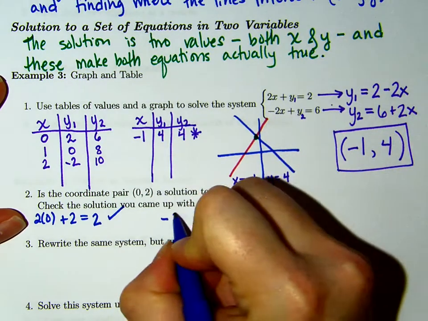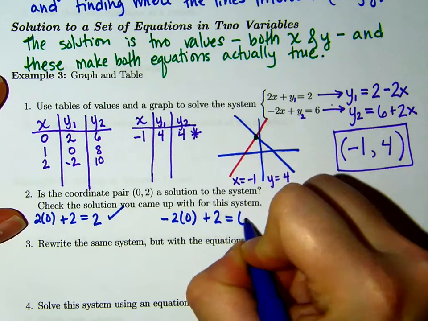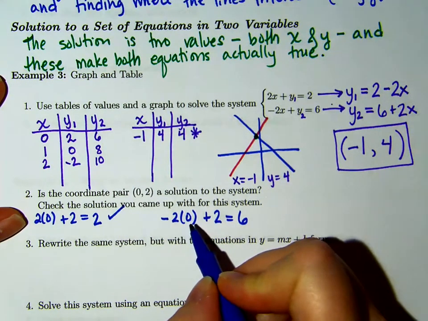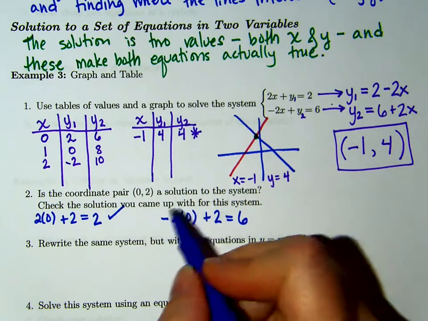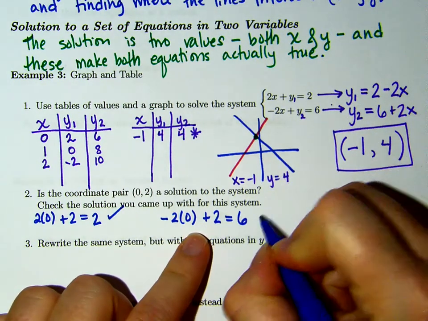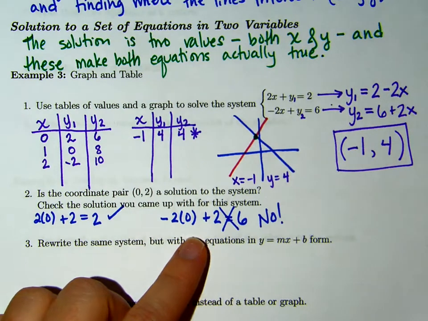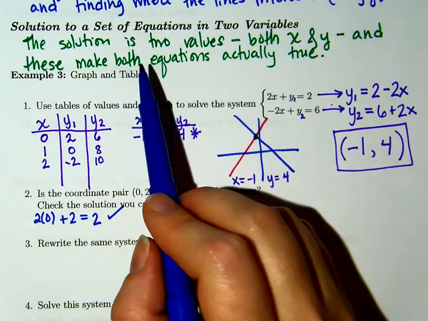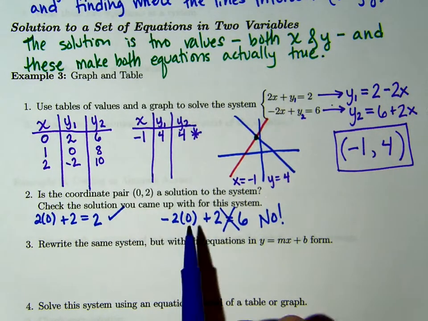So that would read -2 times 0 plus 2 equals 6. Well, -2 times 0 is nothing. Nothing plus 2 is 2. So sadly, no. Okay, so is this a solution to the system? No, because it has to make both equations true, and it didn't make the second one true.